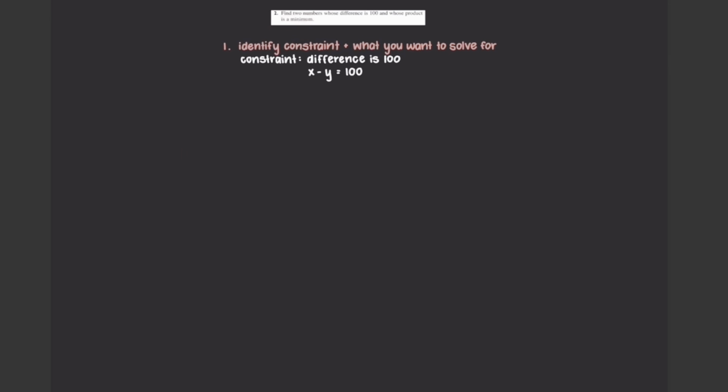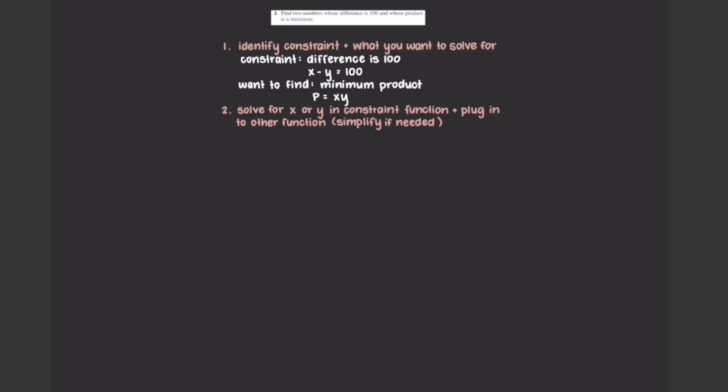We're trying to find the minimum of a product. Again, optimization is all about minimums and maximums. So we want to find the minimum product. Product means multiplication, so x times y. Okay, what's our next step? Solve for x or y in the constraint function. This is the constraint function, and plug that value into the x times y.